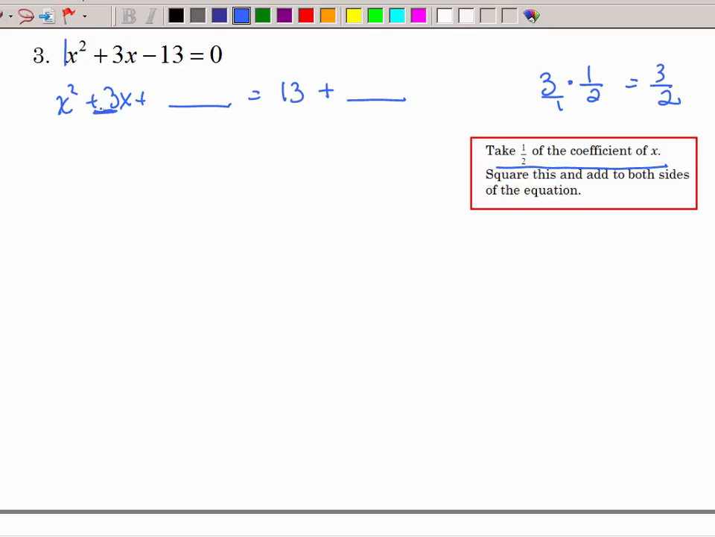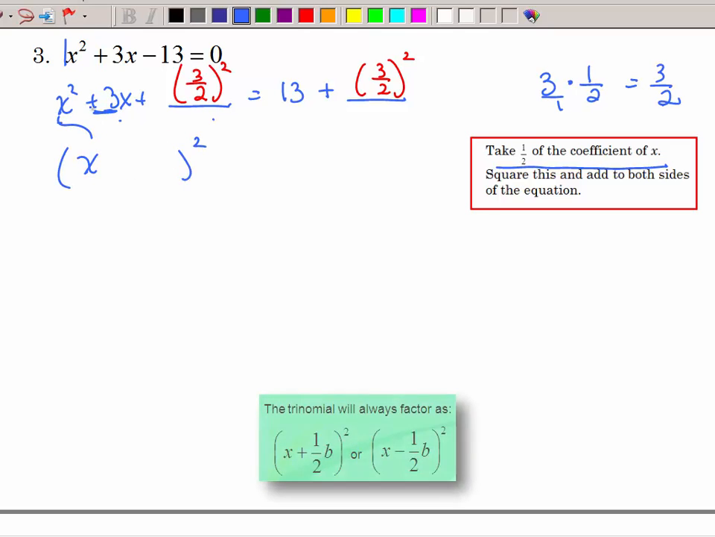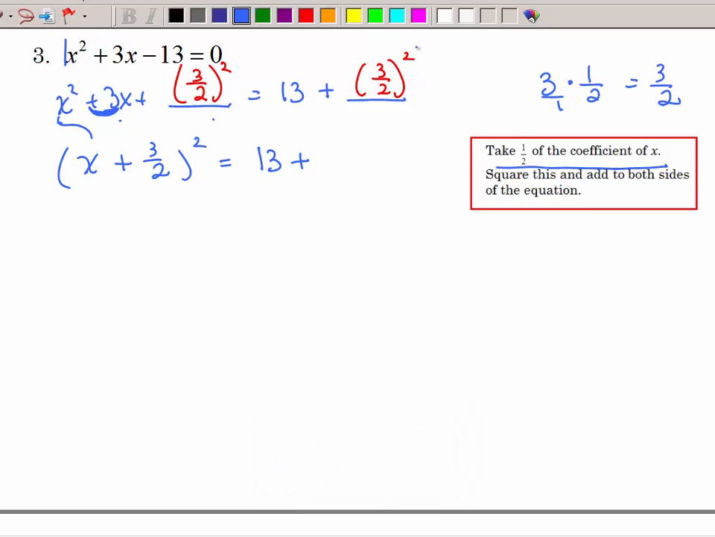When you take half of an odd number, just put it over 2, and you want to square it and add it to both sides. That's the bad news, lots of fractions. Okay, but when you factor this, don't panic. You're going to put x and then whatever half of that 3, which was 3/2, equals 13 plus, now we have to square this. 3 squared is 9, 2 squared is 4.